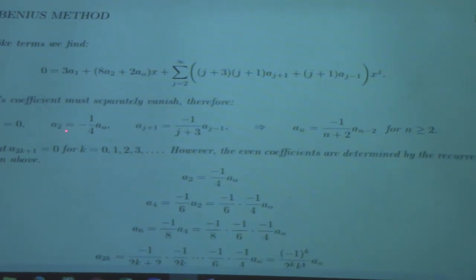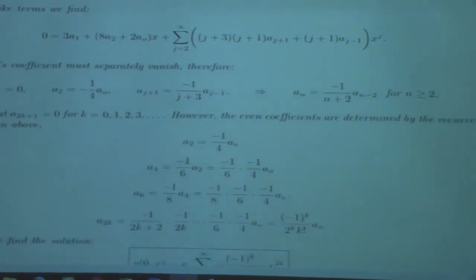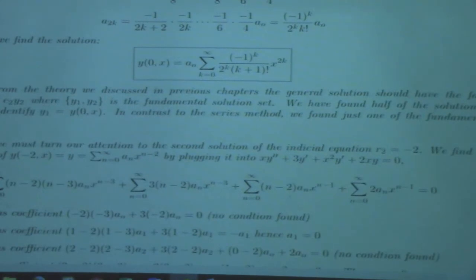And all the even coefficients, well, recurse, recurse, recurse, recurse. Eventually you find this pattern down here. And there you go. That's the 0th Frobenius solution for this problem. Like so.